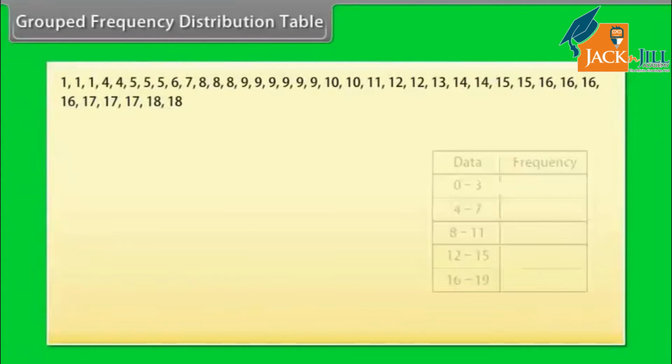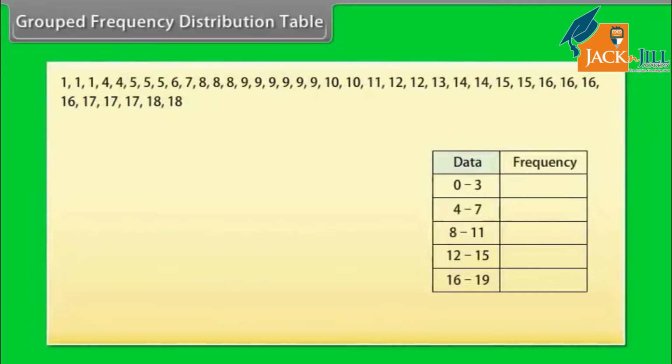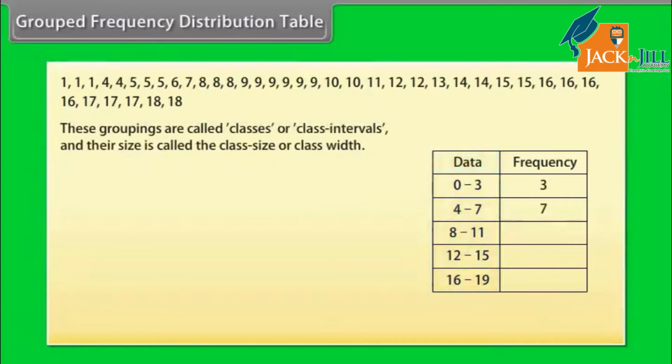Sometimes we have a large amount of data. So, to present such a large amount of data, we condense it into groups like 0 to 3, 4 to 7, and so on till 16 to 19, since our data is from 1 to 18. These groupings are called classes or class intervals, and their size is called class size or class width. Here the size is 4.